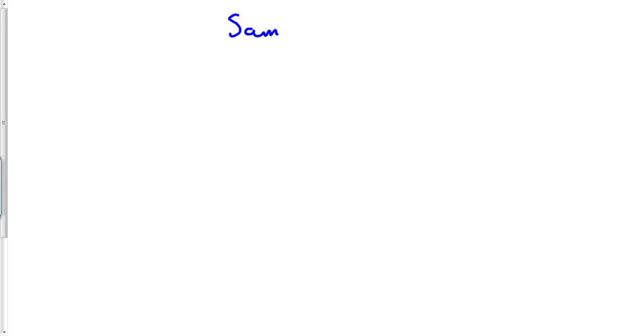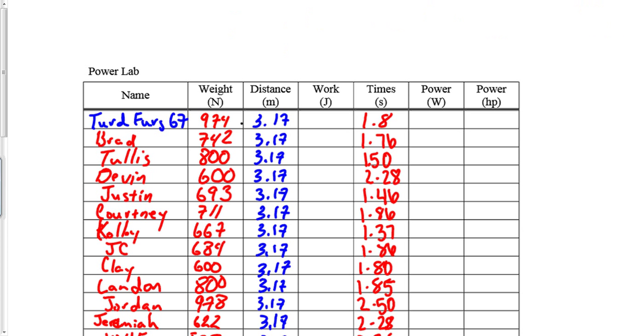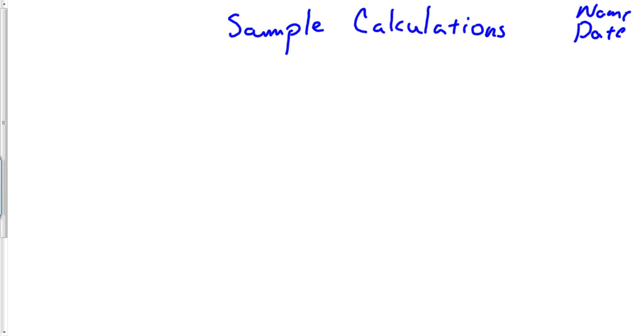So sample calculations. I just misspelled the word sample, but anyway, sample calculations. And of course, I will put my name and my date in the top right-hand corner. Matter of fact, while I'm thinking about it, I'll go back a page, and if I haven't done it on this page, I will put my name and date on there because it would be a shame to lose 2 points for that reason. But anyway, my sample calculations.